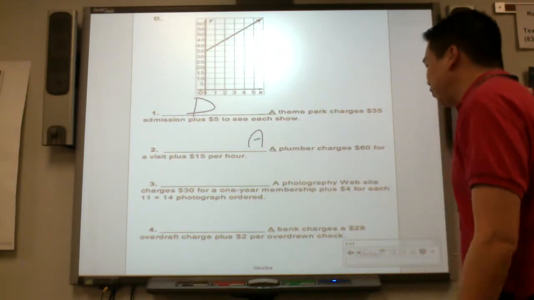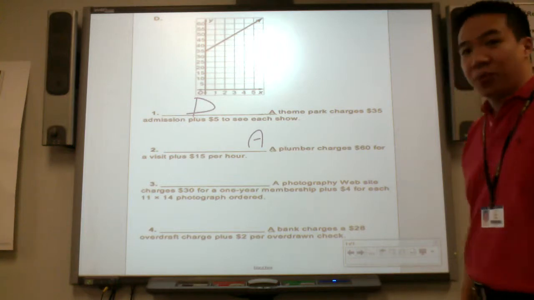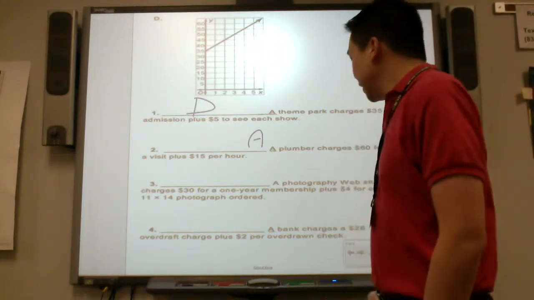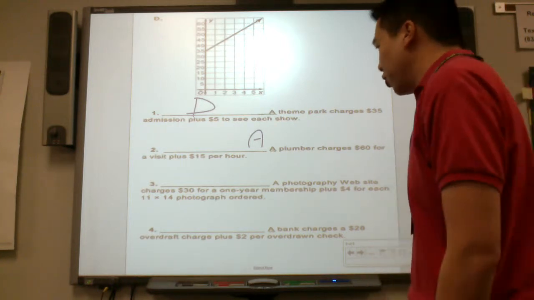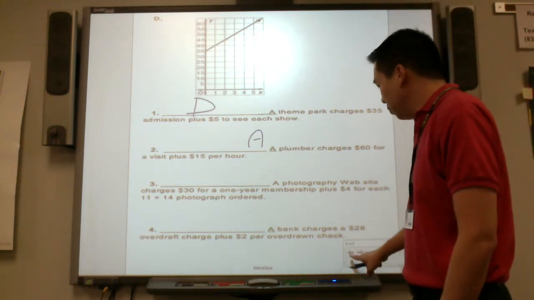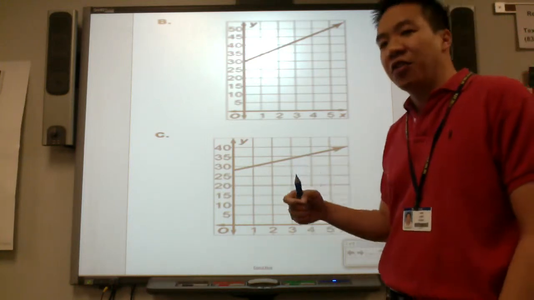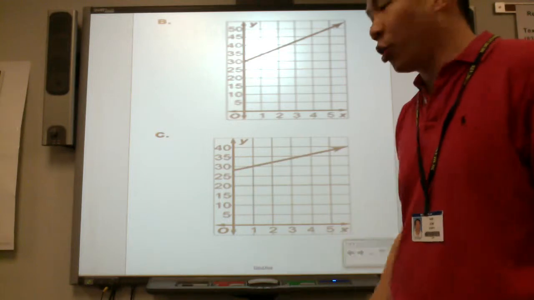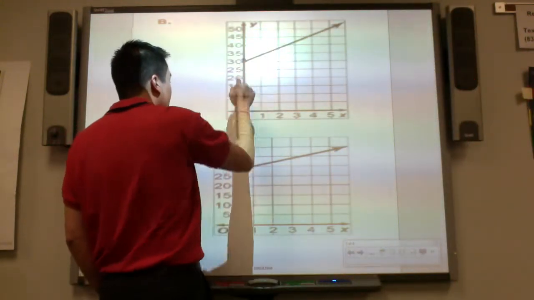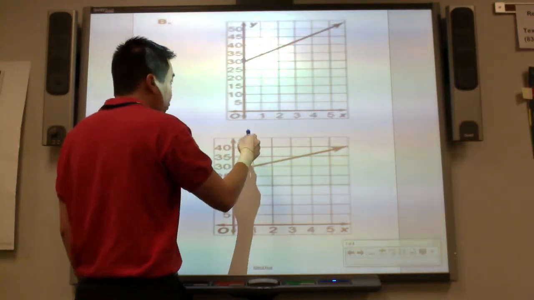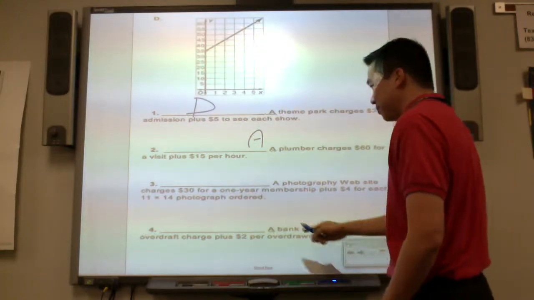Next one. A photograph website charges $30 for a 1-year membership. So you pay $30 just to join them. Then you have to pay $4 for each photograph order. So which one shows it? You pay $30. Then you pay another $4 for every photo you order. Let's look at this one. You pay $30, you get no photos. You pay $4 more, you get a photo, so it's $34. B is the answer.